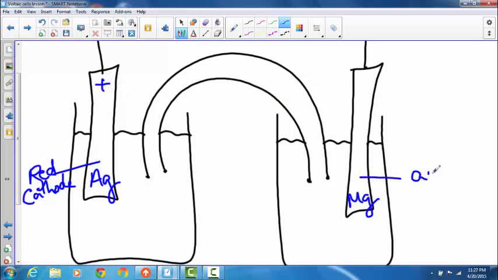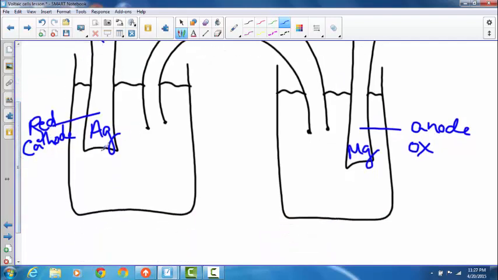Magnesium is higher, so that's going to be my anode. This is where oxidation is occurring. Anodes are negative. So now I need to write my reactions. Ag is going to form atoms. And Ag plus 1 is in the solution, and it's going to form more silver atoms here. So this side is going to gain in mass.